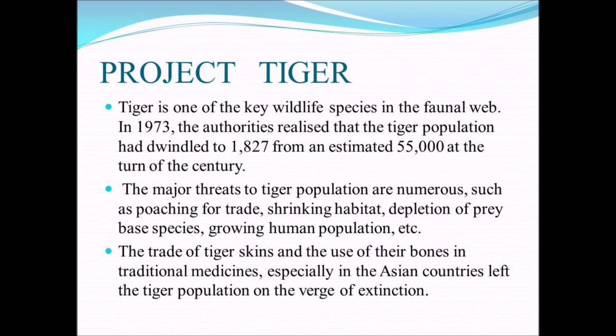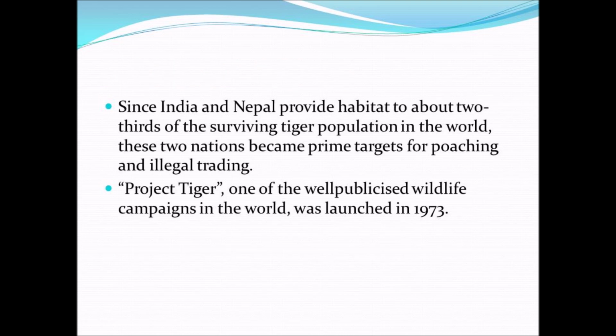So there are numerous threats such as poaching for trade, shrinking habitat, depletion of prey-based species, and growing human population. Especially the trade of tiger skins and the use of their bones in traditional medicines in the Asian countries left the tiger population on the verge of extinction. Since India and Nepal provide habitat to about 2/3 of the surviving tiger population in the world, these two nations became prime targets for poaching and illegal trading.